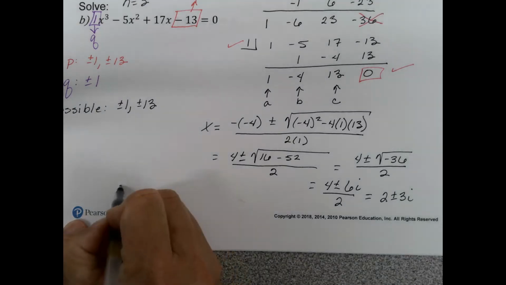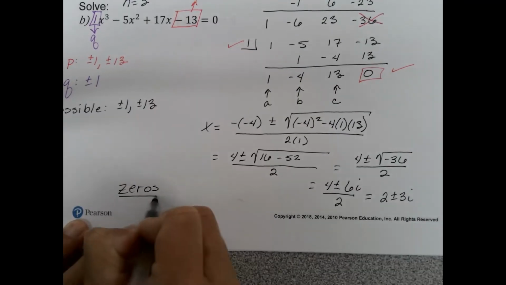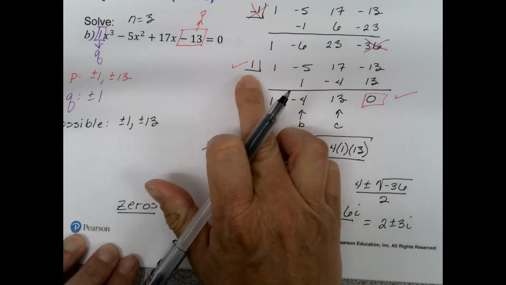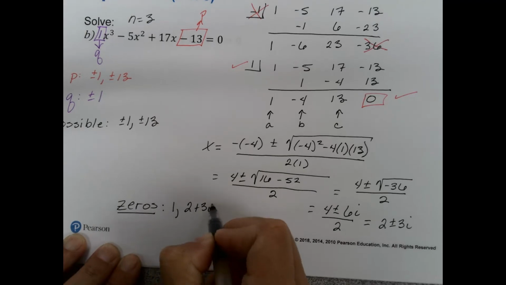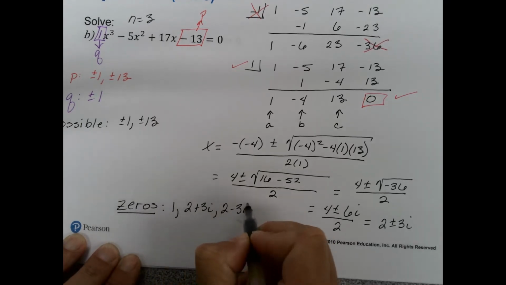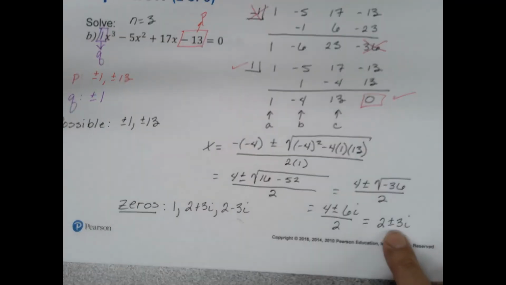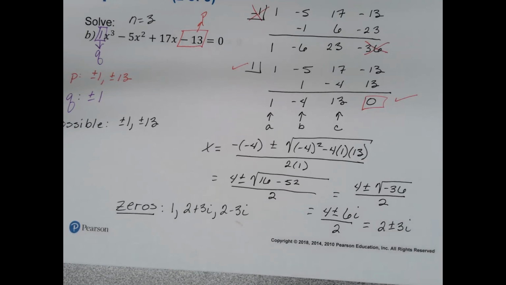And so our list of zeros, we said we'd have 3, and we do. Our zeros come from the positive 1. We get 2 plus 3i and 2 minus 3i. But you can still just write that more simplistically as the plus or minus. Either way would be fine with me. Questions on this second of 3 example?